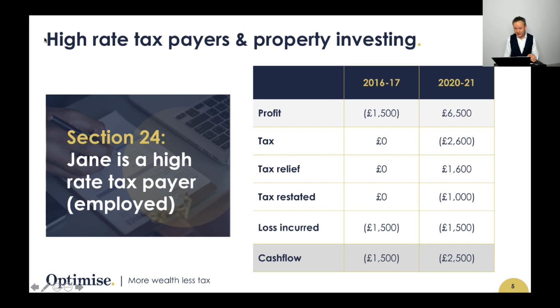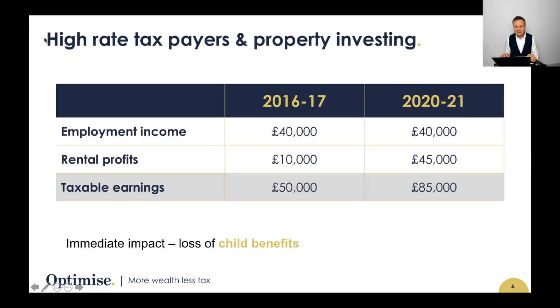And in fact, that £1,000 tax liability is going to be in addition to the loss or cash outflow of £1,500, meaning that poor Jane has got a cash outflow now of £2,500. And that is the issue that surrounds the mortgage interest relief cap for high rate taxpayers. You are likely to pay more tax than you ever did before.